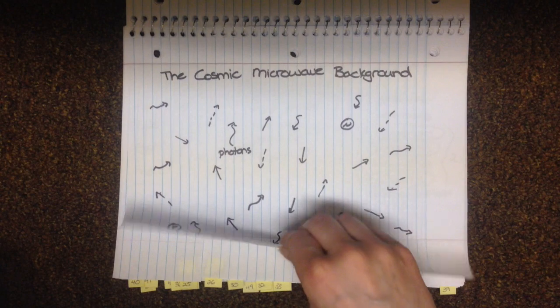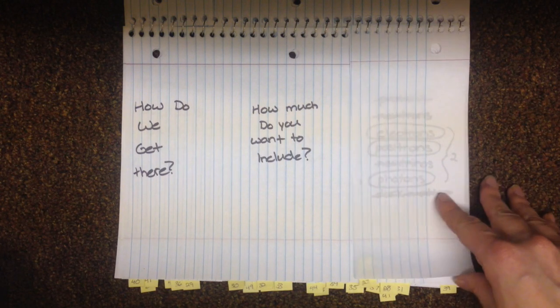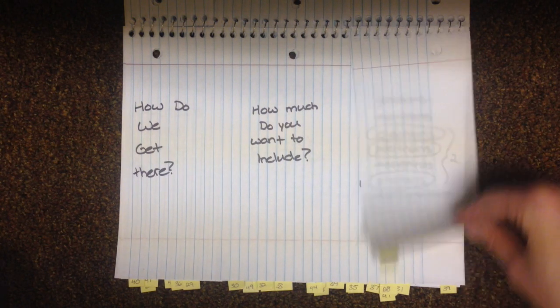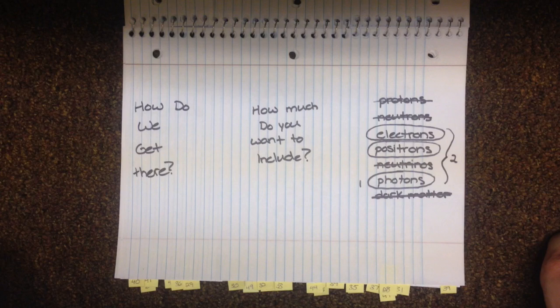But how do we get from particles to the speed of sound? Well, that depends on how much you want to include and how much work you want to put into finding the answer. We will be excluding protons and neutrons because they make up only a few parts per billion of the cosmic microwave background. And we will also ignore neutrinos and dark matter because they don't interact enough to make any appreciable effect on density perturbations.